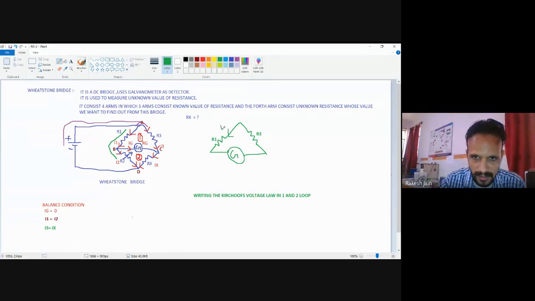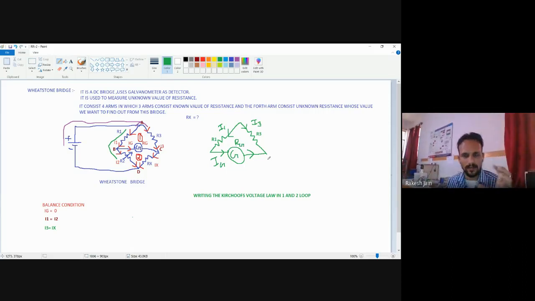As in the circuitry, this direction is I1, this current is I3, and this current is Ig. And the resistance of the galvanometer I choose as Rg. Let's suppose it is Rg, because each device has some resistance.